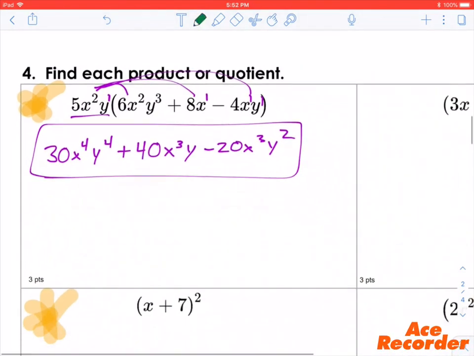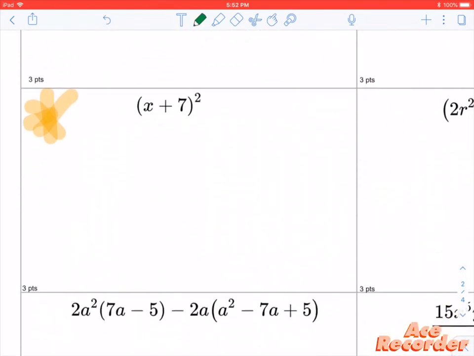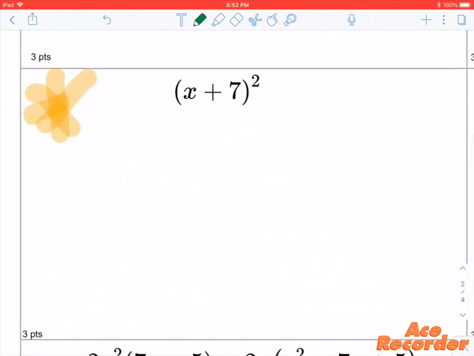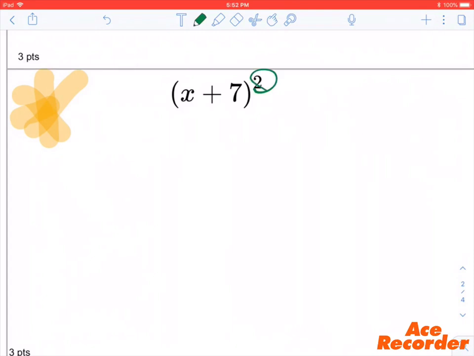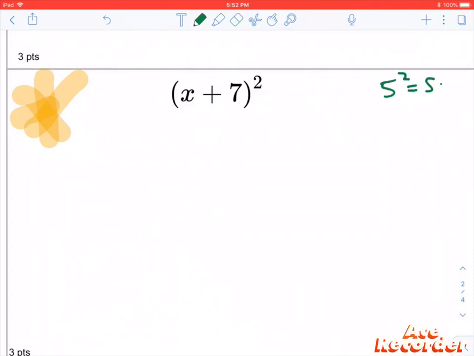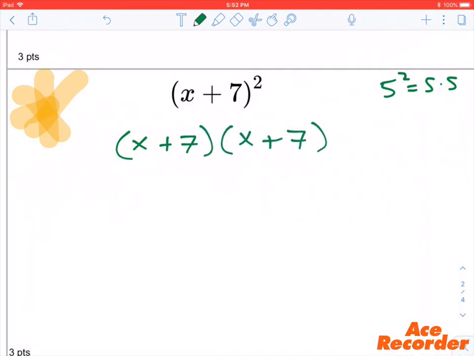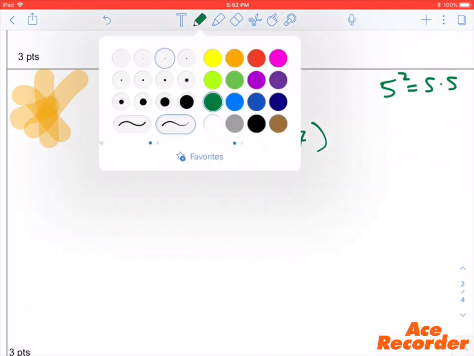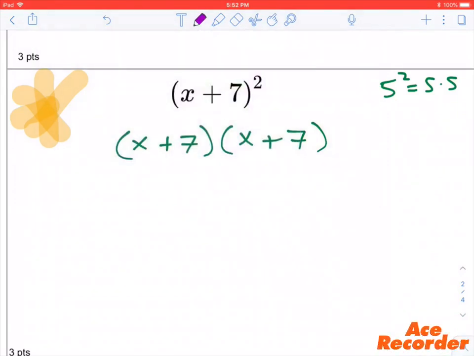All right, so the next one, we have parentheses squared. So remember, when you square something, like 5 squared is the same as 5 times 5. So here, parentheses squared is the same as parentheses times itself. And now we just double distribute like we've done in class. So I'm going to take the x and multiply it to both of those.